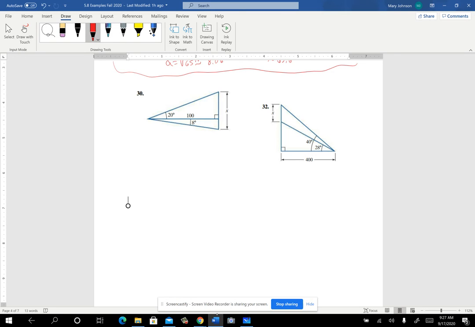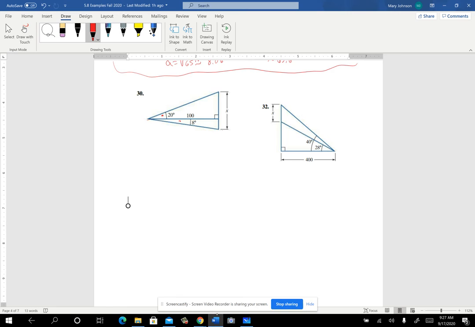I want to know that whole entire length X. I know this angle in the top triangle is 20. The angle here in the bottom triangle is 8. And that 100 right there is a shared side of those two triangles, so that's probably going to come into play.